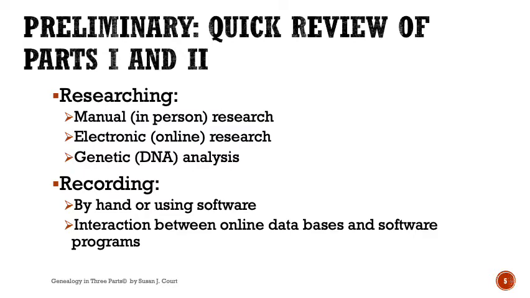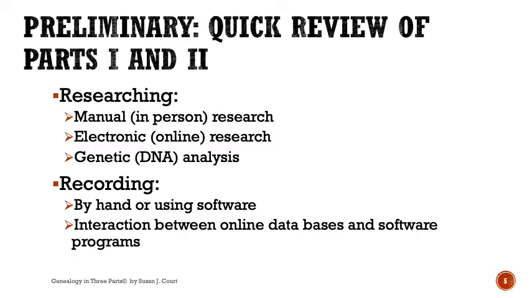I also discussed electronic or online research where I compared and contrasted the big 4 research companies, Ancestry.com, MyHeritage.com, FindMyPast.com, and FamilySearch.org. In addition, I covered related online services like newspapers.com, Google, and the social networks. Finally, I explained how DNA analysis can be used in genealogical research and discussed the major commercial companies, Ancestry DNA, MyHeritage DNA, Family Tree DNA, Living DNA, and 23andMe.